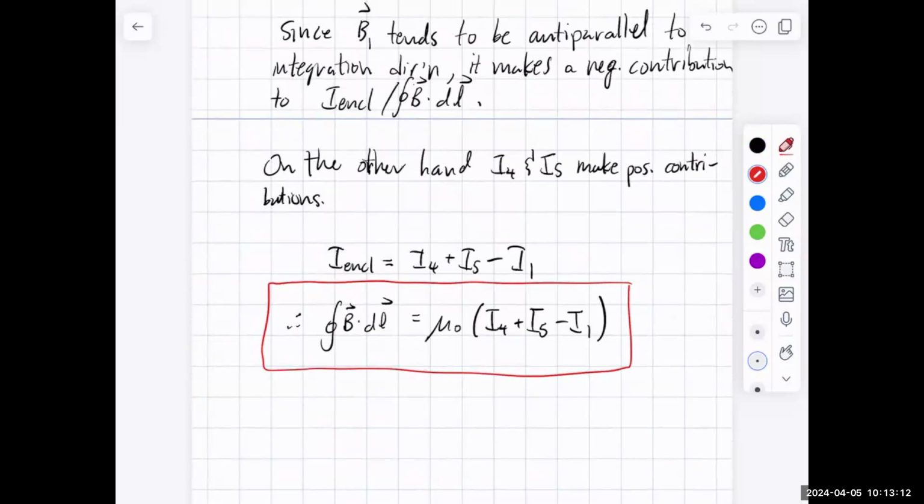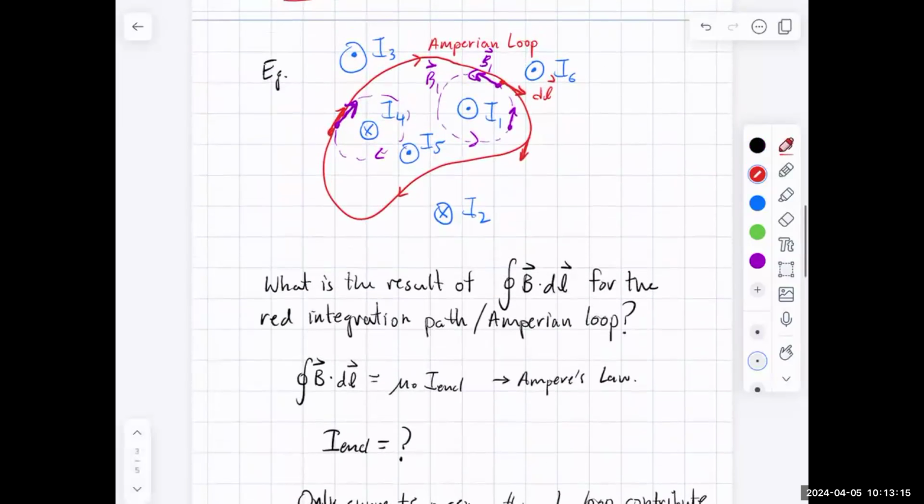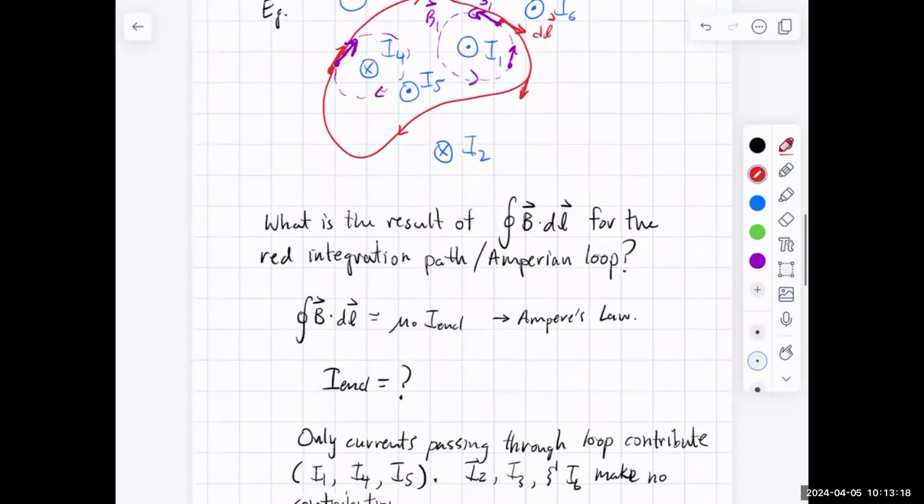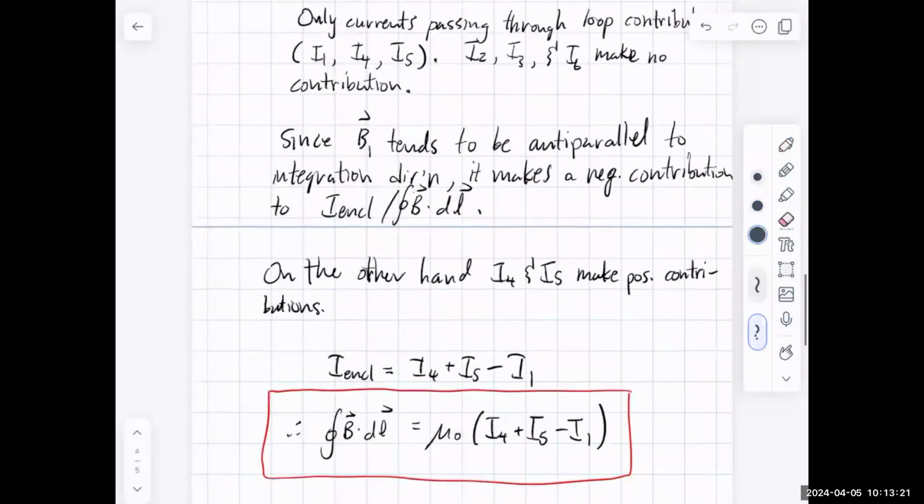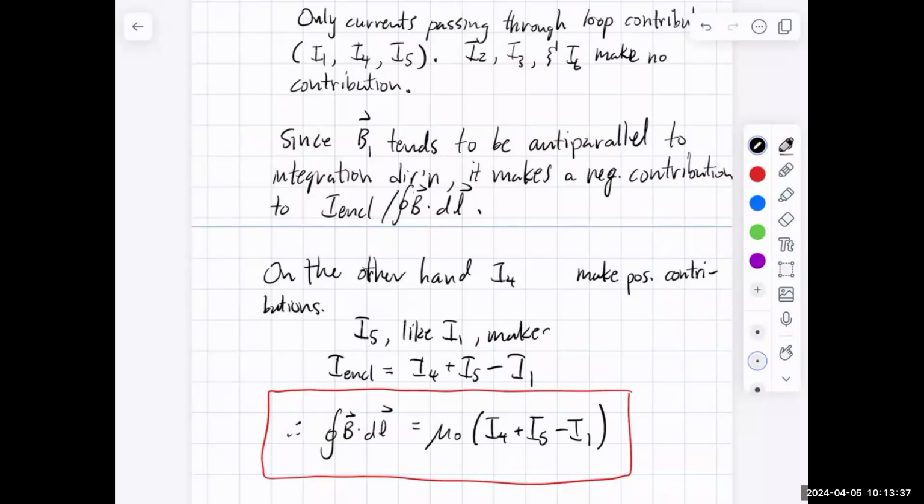I may have drawn my diagram wrong, but isn't I5 going out of the screen? Oh, sorry. Yeah, you're right. Thank you. So I should say I4 makes a positive contribution, and I should say I5, like I1, makes a negative contribution. Good, thank you very much. So then I need negative signs here. Yeah, you're absolutely right. Good.